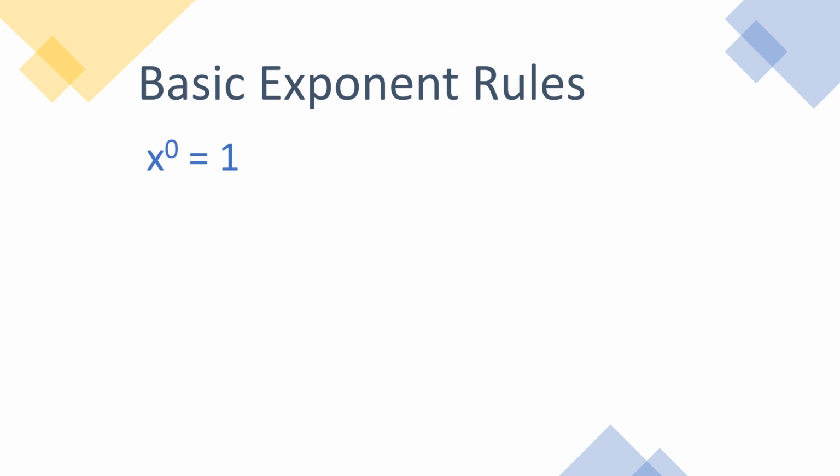So let's look at a couple of basic rules that show up when we deal with exponents. First one you need to remember, anything to the 0 power, it doesn't matter what it is, it equals 1. So x to the 0 power is just 1.